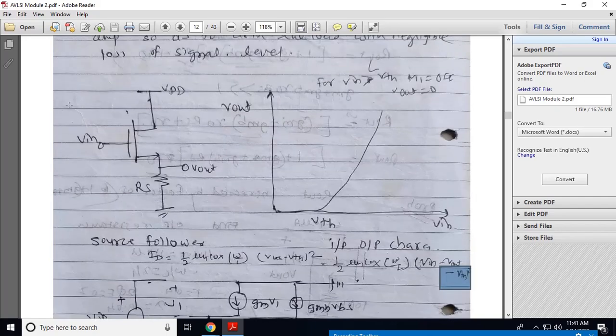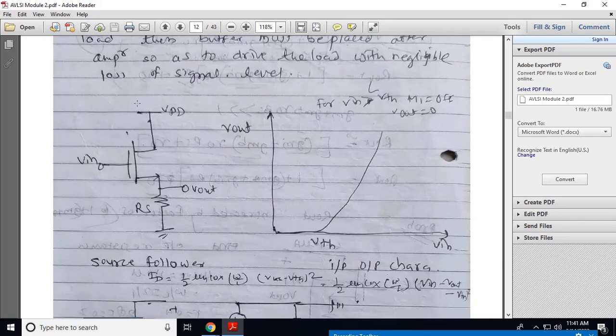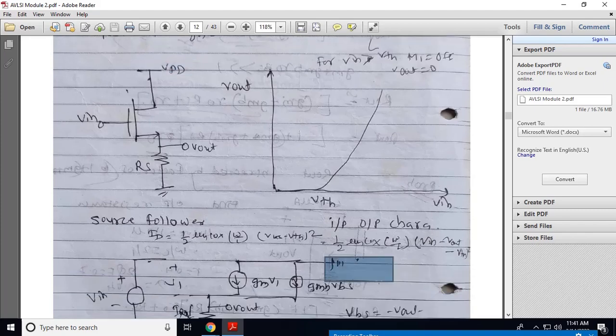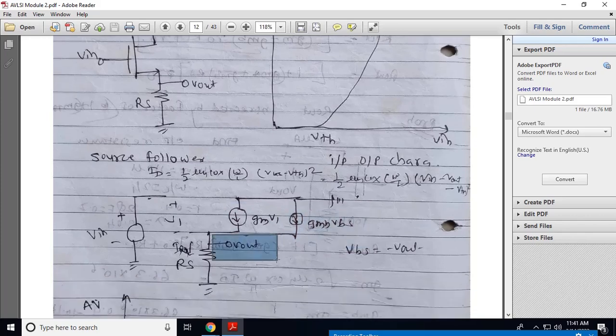Now we draw the small signal model. We have to prove that output is equal to input, voltage gain is 1. This is the input. For a small signal model, make VDD ground. This is ID, which depends upon V1: ID is equal to GM into V1. This is the current source. When you consider the body effect, you measure the output here, and this is the current flowing through RS. If you see this, Vout, and VBS is equal to minus Vout.